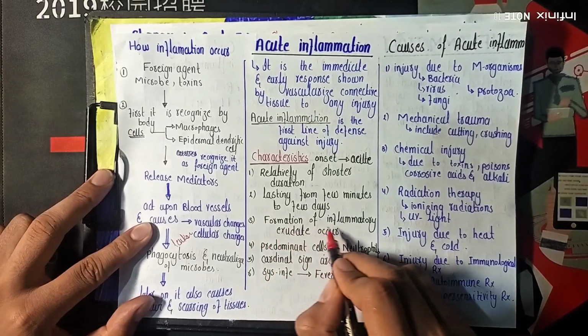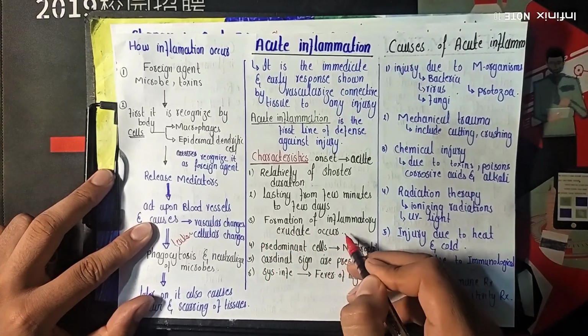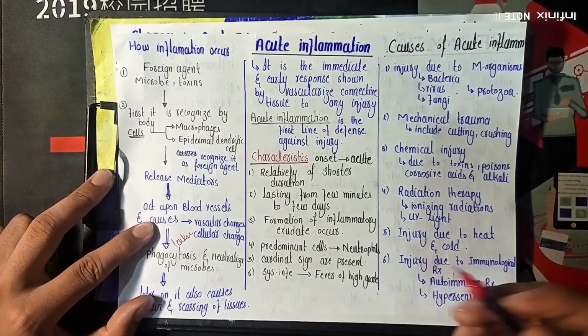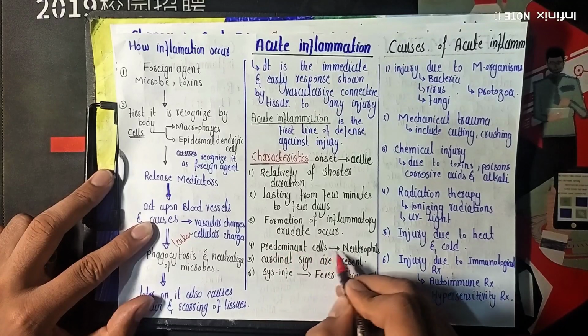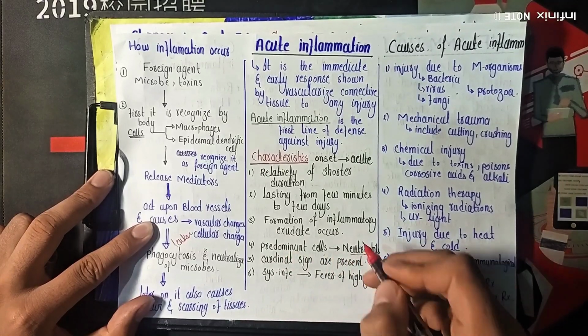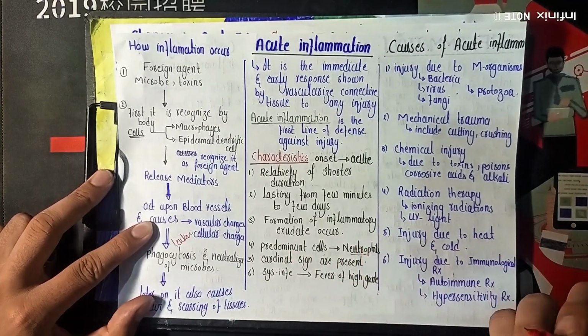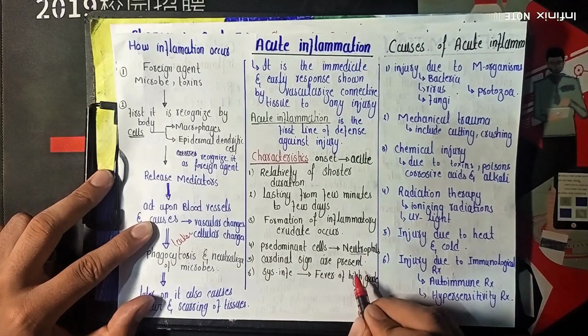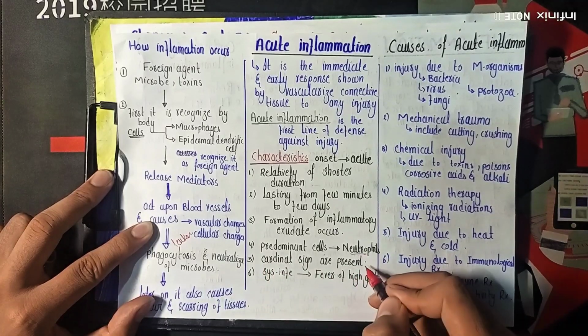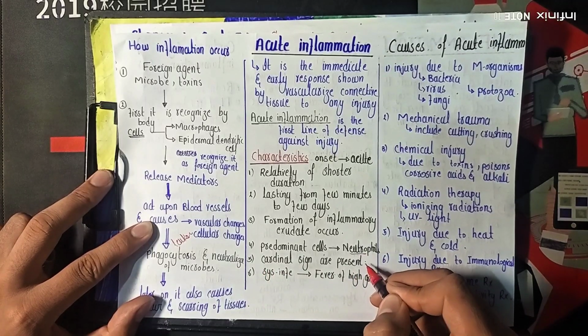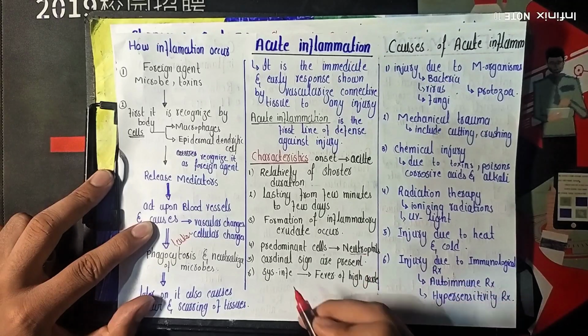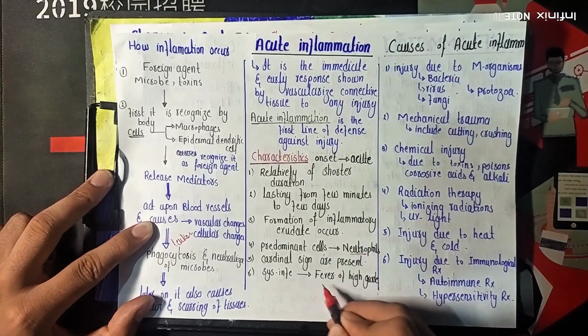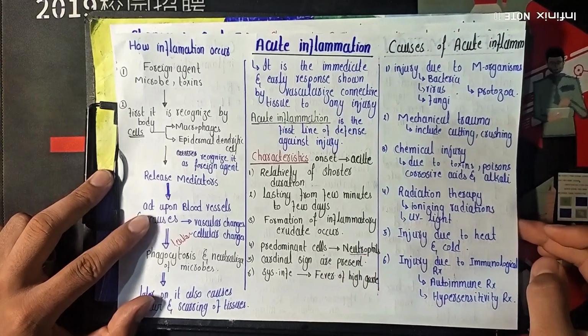In acute inflammation, there is formation of the exudate, which is a protein-rich fluid, and the predominant cells in the acute inflammation are the neutrophils, which have a multilobed nucleus. And the cardinal signs are present within the acute inflammation, which include the pain, swelling, redness, and the loss of function. And the systemic manifestation of acute inflammation includes the fever, which is of the higher grade.